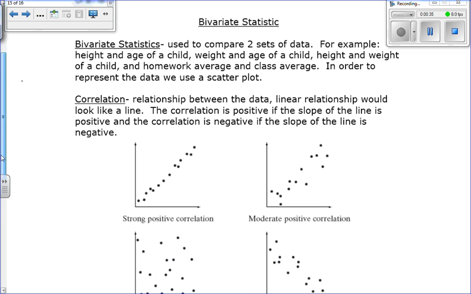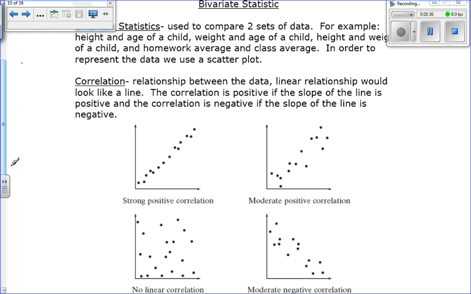Correlation is a relationship between the data. Linear relationships would look like a line. The correlation is positive if the slope of the line is positive, and the correlation is negative if the slope of the line is negative.